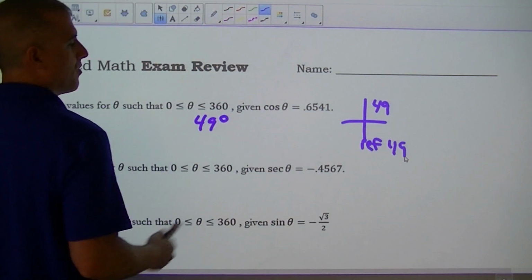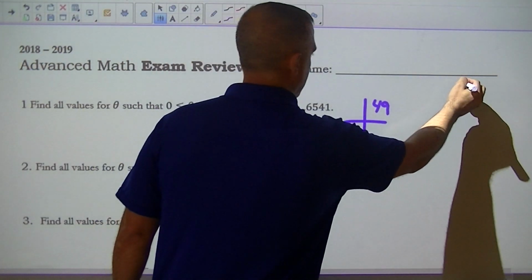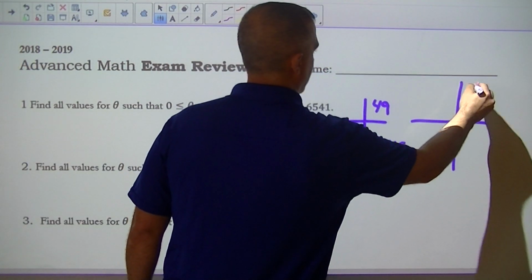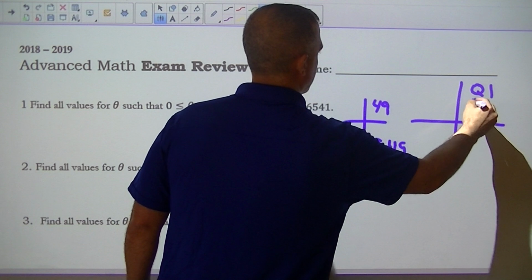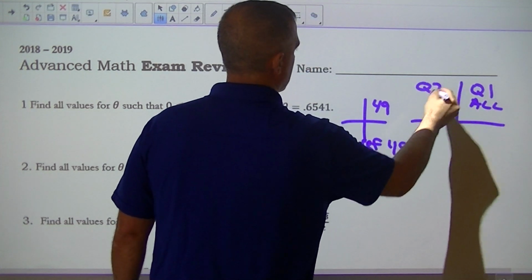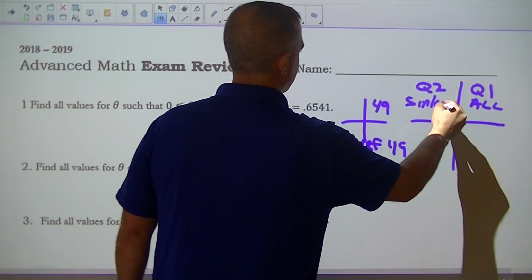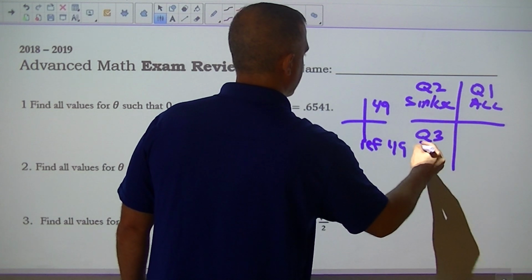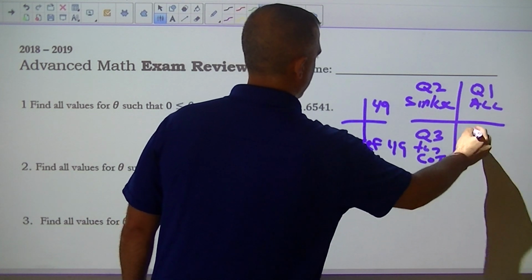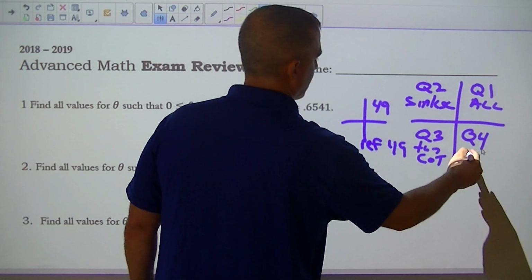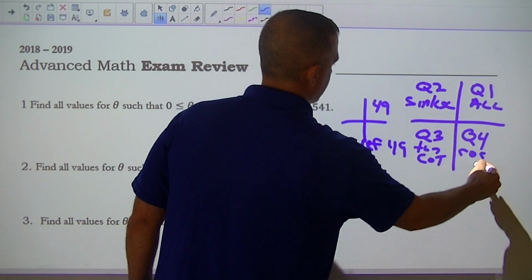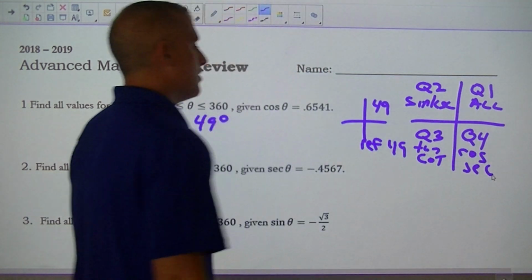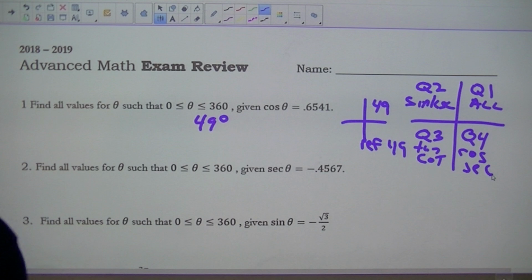Now, what you're looking for is where cosine's positive. And you might want to write this down. If you're in quad 1, all is positive. If you're in quad 2, sine and cosecant are positive. If you're in quad 3, tangent and cotangent are positive. If you're in quad 4, cosine and secant are positive. All right? So you're going to keep that in mind. We're going to reference that chart as we go.